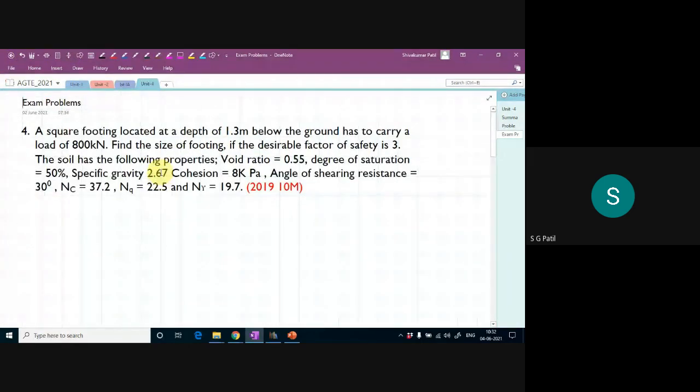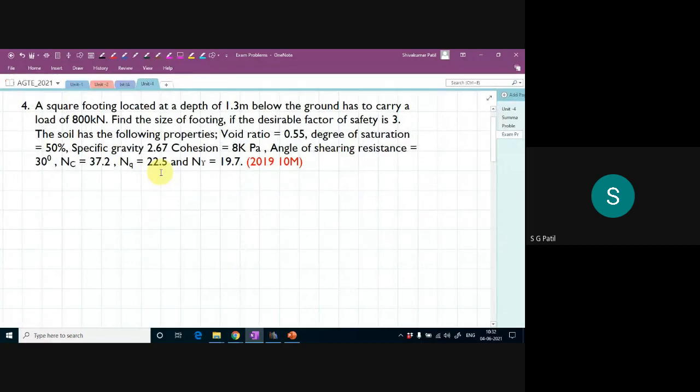So look at this problem. What they are telling: a square footing is located at a depth of 1.3 meters below the ground. Okay, so try to draw the figure.